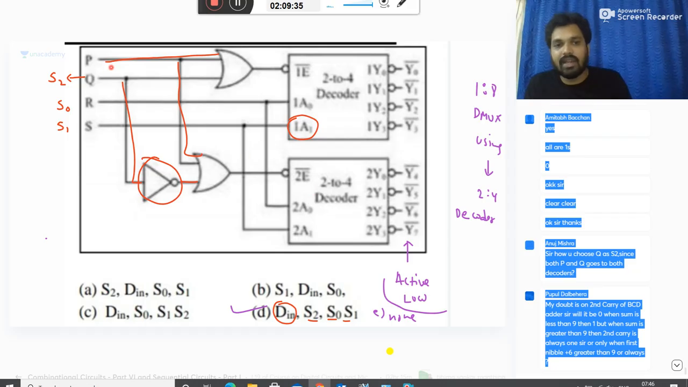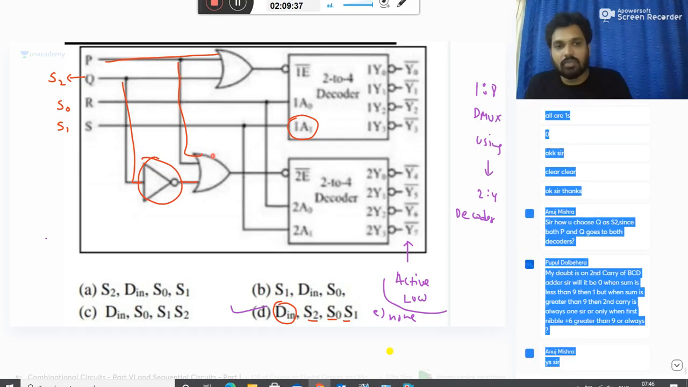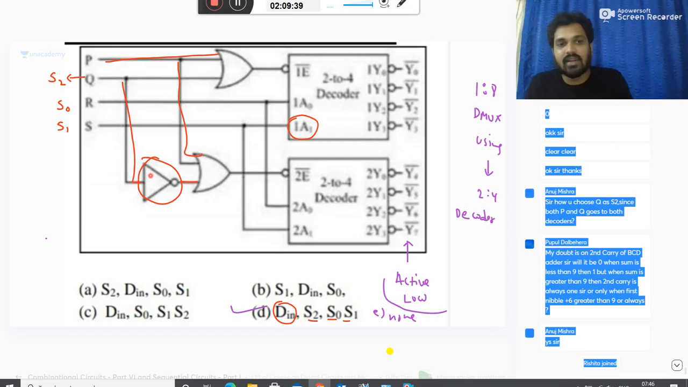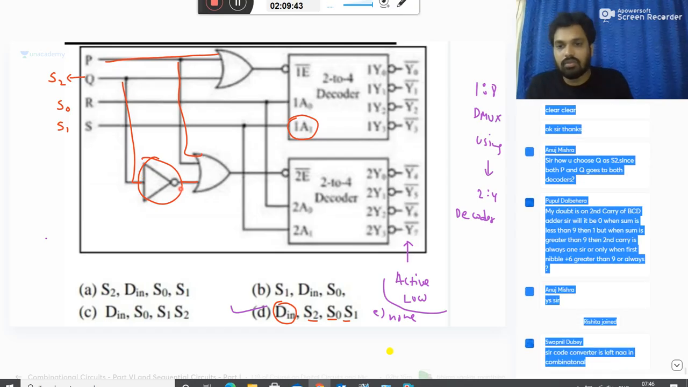P is working like a data line. It is common for both of them. Q is working like a selection line, which will select based on whether it is 0 or 1. Yes, encoders and decoders are called code converters only, Swapnil.